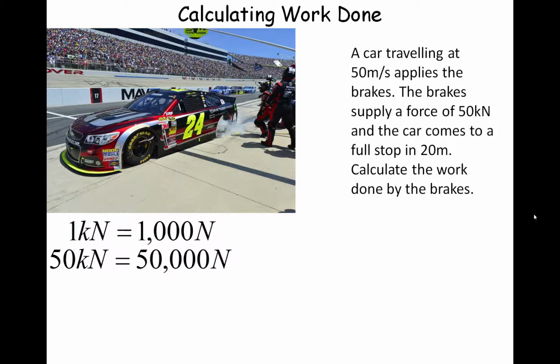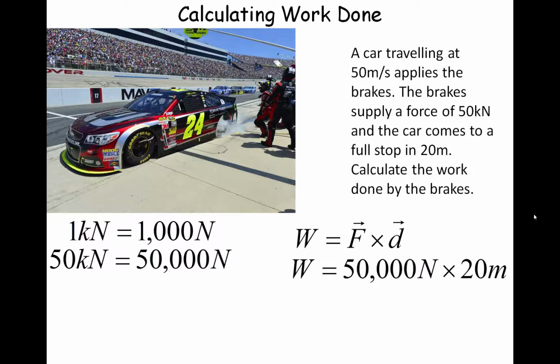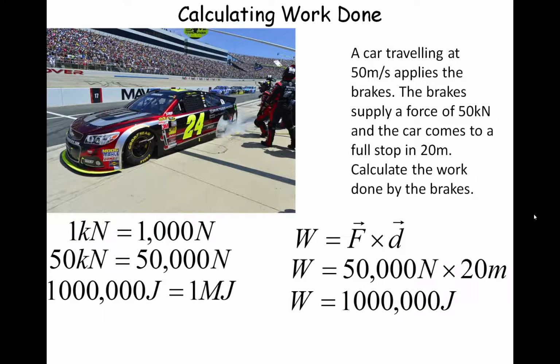So first of all, we need to make a conversion. We know that 1 kilonewton is equal to 1,000 newtons, so if we have 50 kilonewtons in the question, that's 50,000 newtons. Then we write our equation, work done equals force times distance. We replace the letters with the numbers, so we have 50,000 times 20, and that gives us a work done of 1 million joules. We can then use another conversion. Since 1 million joules is 1 megajoule, we can say that the work done is 1 megajoule.